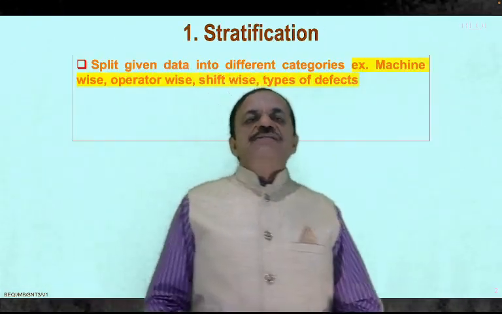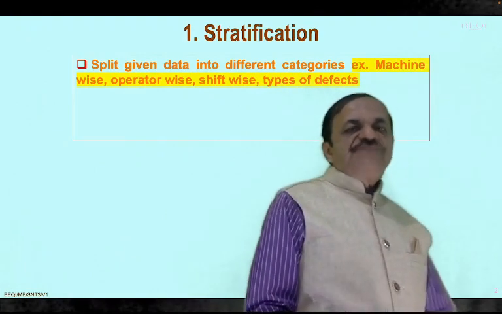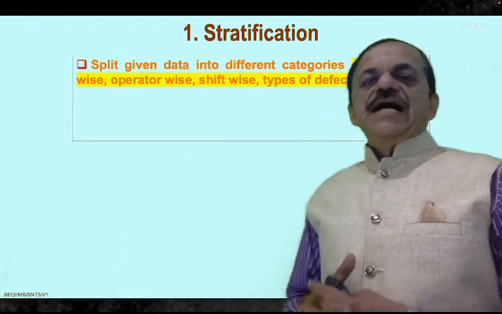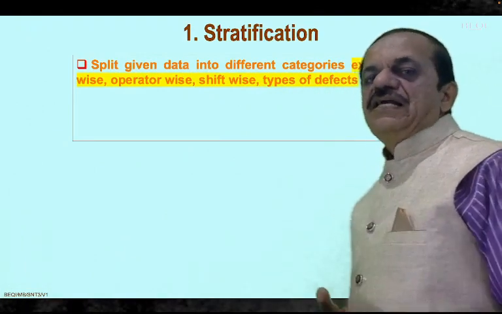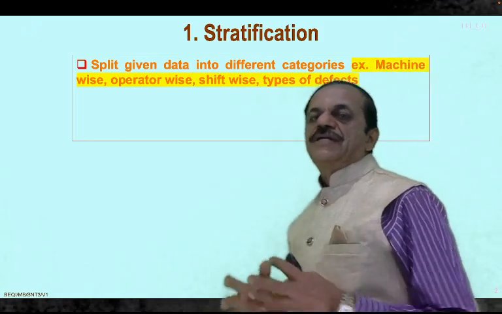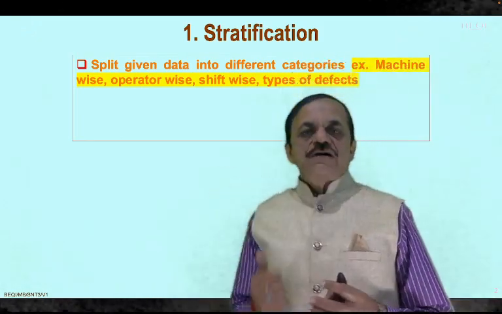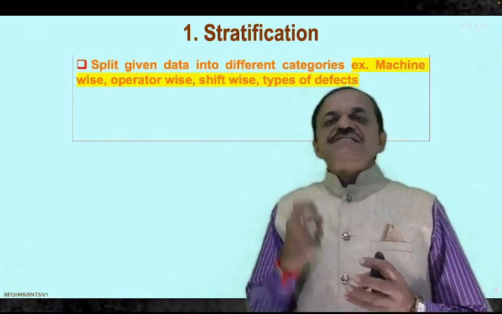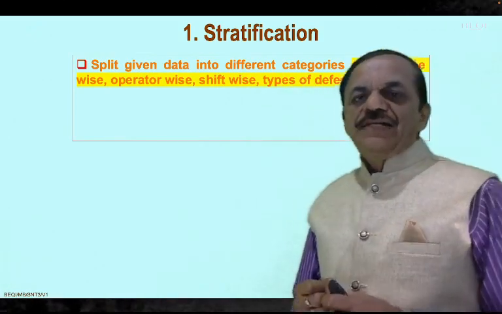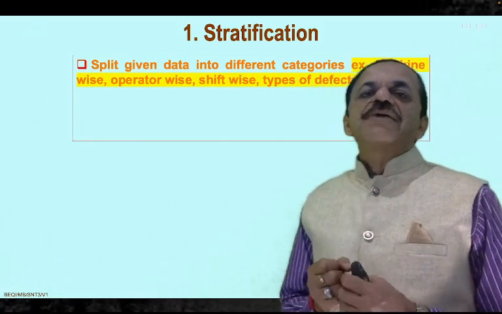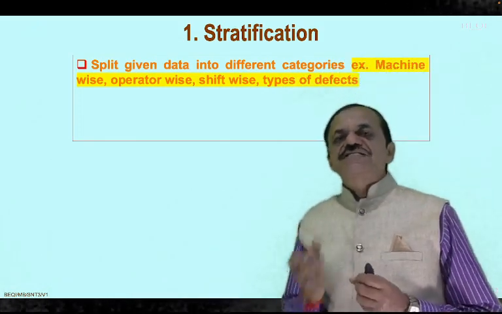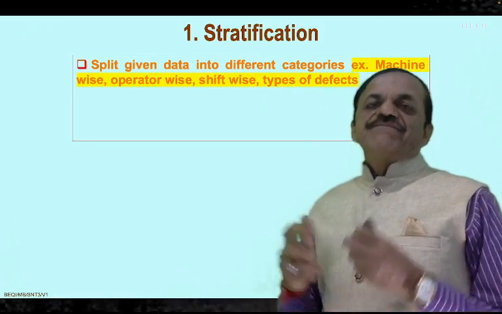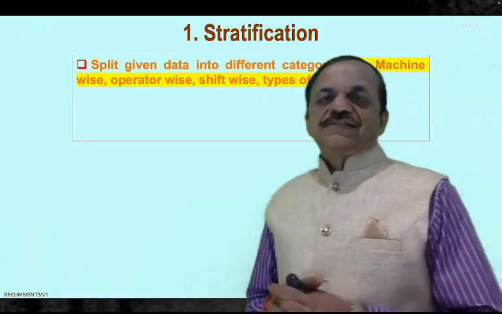Now let us start with stratification. Stratification says split given data into different categories. For example, if I have sales figures for all over India, split them into North zone, South zone, East zone, West zone. Now we'll be able to see better which area I have not done well in my sales and focus my improvement actions and marketing strategies there to improve my sales. This is as simple as that.